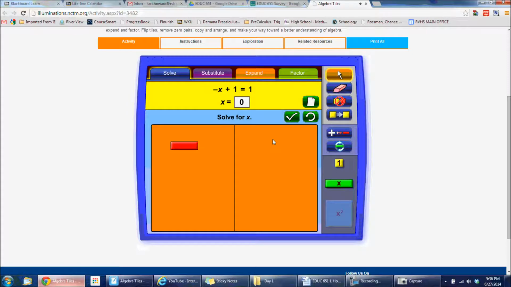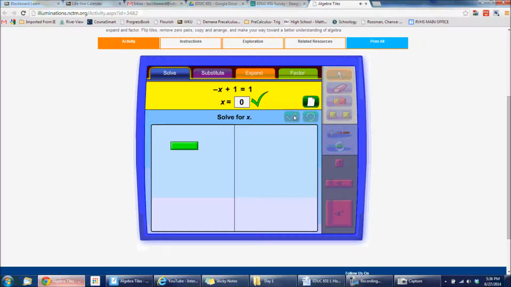I'm going to put my check mark. Oh, but it's not right. Why? Why isn't it right? Well, remember this x over here is actually a negative x. And we're not solving for negative x, we're solving for x. So the last thing we need to do is go through and change that sign so it's now positive x equal to 0, and now we're good.